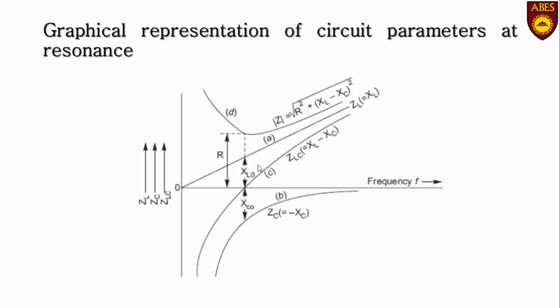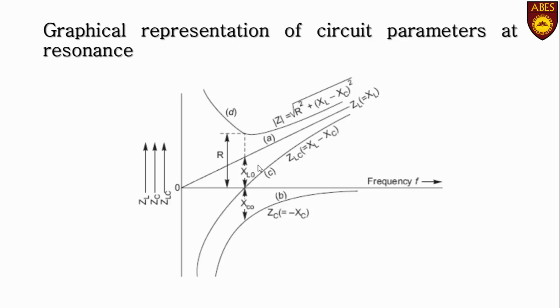In the case of XC, as XC is the reciprocal of frequency, graph B shows a rectangular hyperbola. The algebraic sum of XL and XC is graph C, which cuts the frequency line, or the horizontal axis, at the point of resonance. Now, curve D represents impedance Z, which is equal to the square root of R square plus XL minus XC square. At XL minus XC equal to 0, this graph touches the line where impedance is equal to resistance. It is the point of resonance.